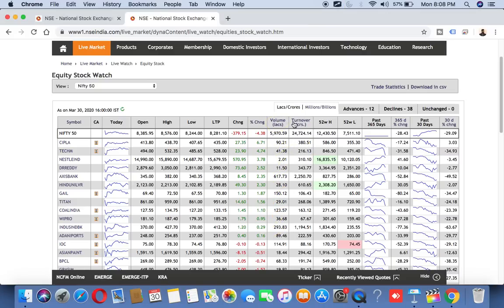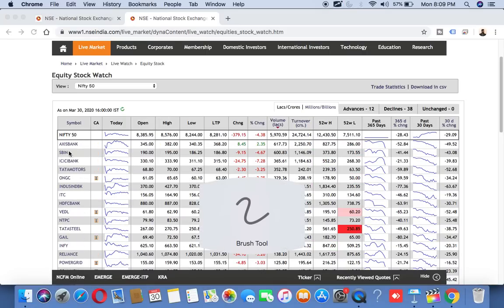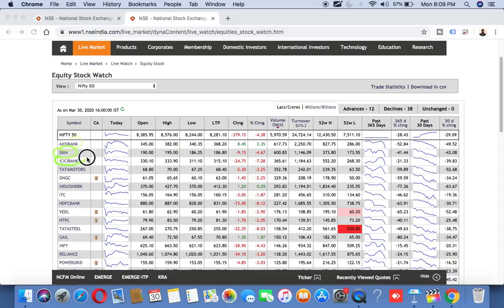Now if you ask me, should I take the stock which is highest here? Let's say Axis Bank, SBI and ICICI Bank have 617 lakh, 600 lakh, 365 lakh shares traded. I would not say that is right, because the price of the stocks also varies. Tata Motors is 68. There are stocks which are 1000 rupees and 800 rupees whose shares traded will be less.